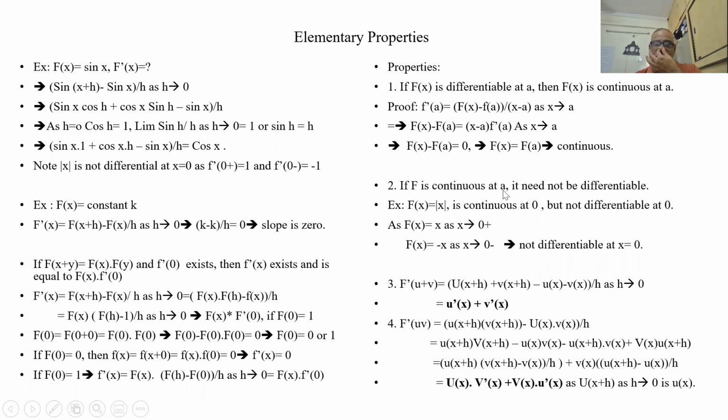But the reverse may not be true. If it is continuous, it need not be differentiable. Suppose mod x is there. What is mod x, we have just seen? It does not have a derivative. At 0 plus the slope is plus 1, at 0 minus it is minus 1. It has different slopes.